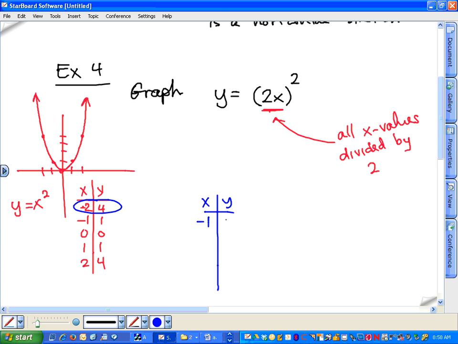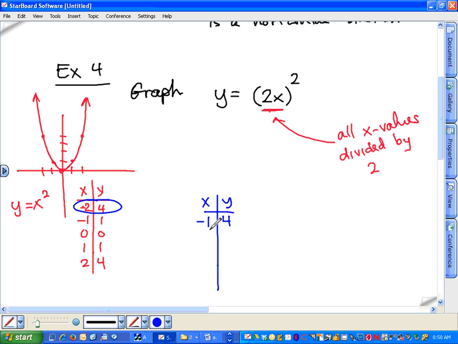Negative 1, comma, 4. There we go. By the way, before we finish this, what kind of change is going to occur here? It is horizontal because it's inside the function. It's going to be horizontally compressed, so it's going to appear to be skinnier.